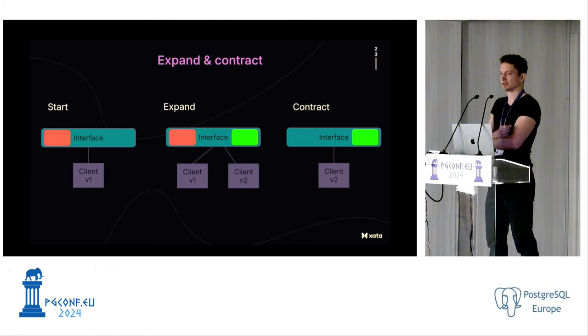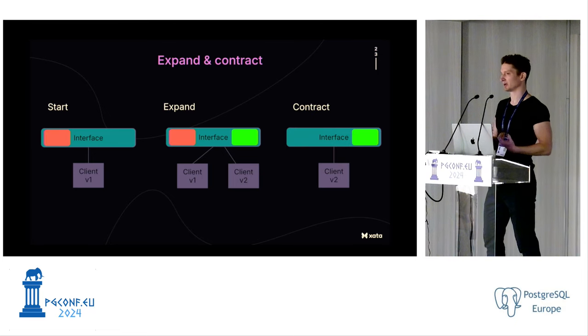Expand contract isn't a new or particularly exciting idea. It was first documented in 2007 as a software refactoring pattern, and people are using it today to apply schema changes too. So we can have a look at a specific example of how expand contract is used to do schema changes.